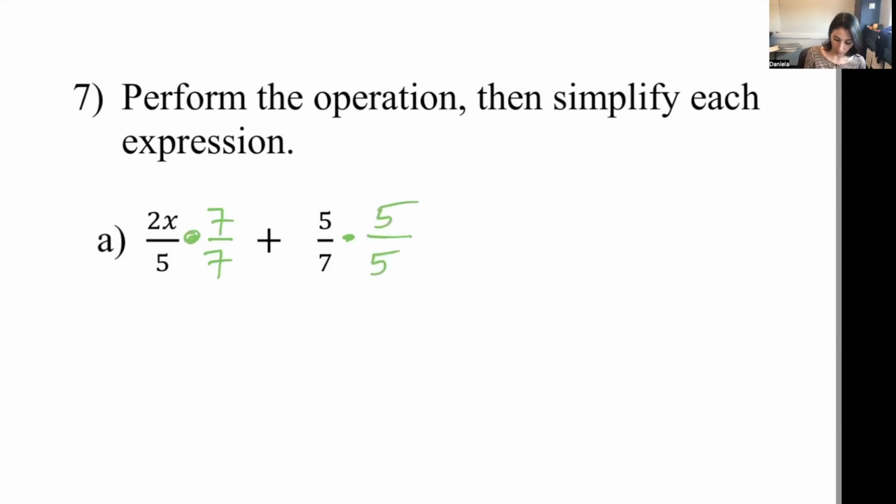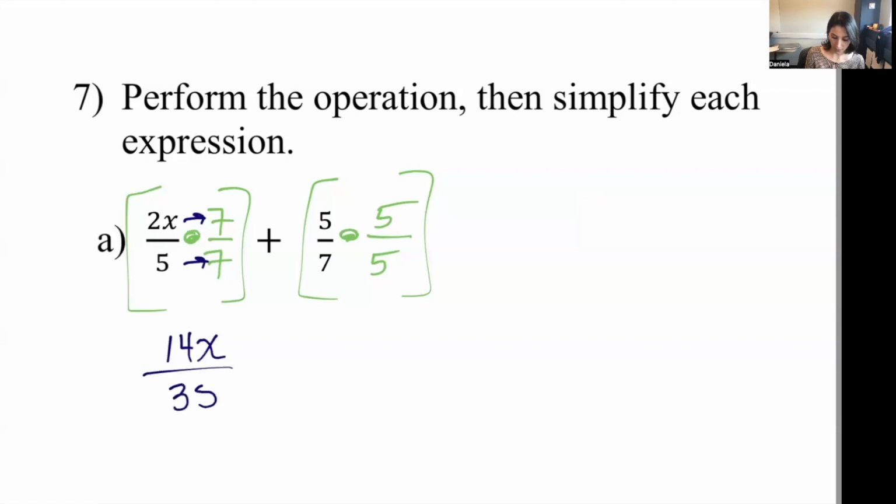So now following PEMDAS, right, you always multiply before you add. So you should be simplifying those first. And how do you multiply fractions? Straight across. So 2x times 7 is 14x. And then 5 times 7 is 35. Same thing, I'm going to multiply straight across. So that's 25 over 35.